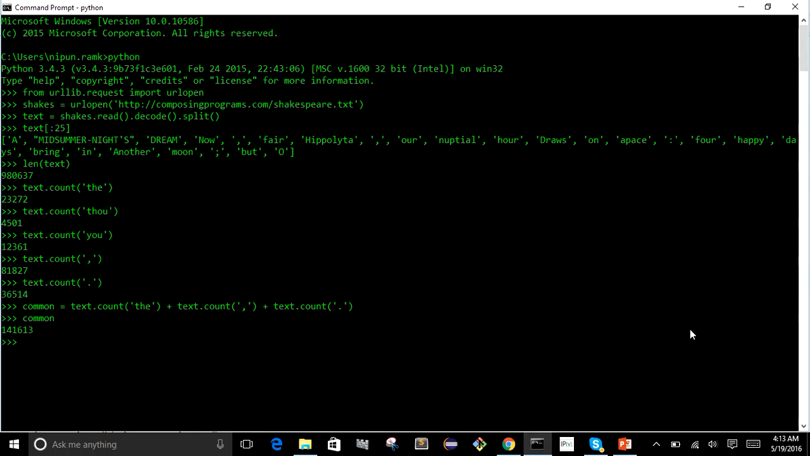Okay, that's a lot. Then, let's say someone asked me the question, hey, what percent of Shakespeare's words are these common words? Okay, easy enough. I can just divide by the length of the text, and then of course multiply by 100, because I want a percentage. 14% of Shakespeare's works is just the, commas, and periods?